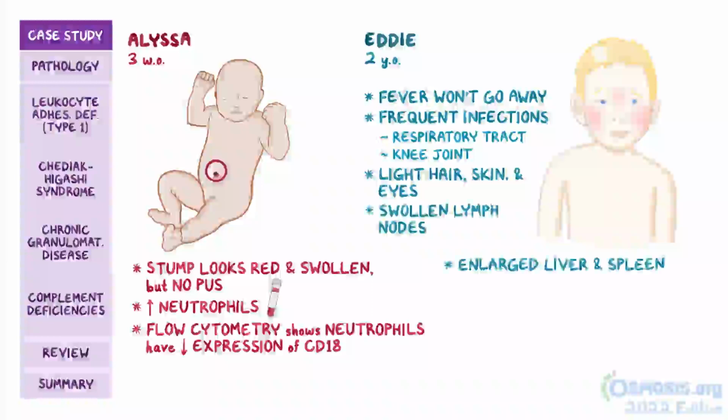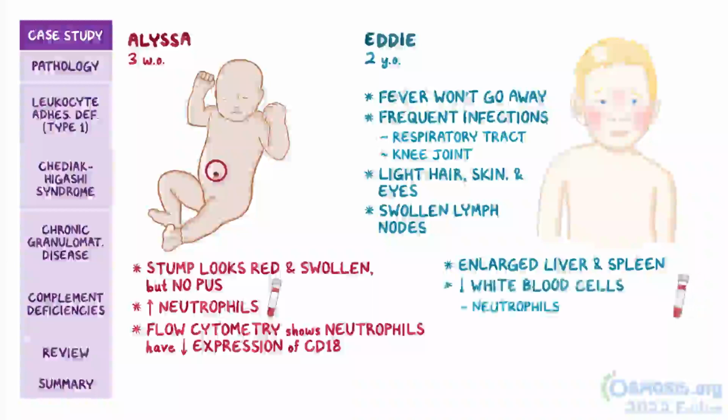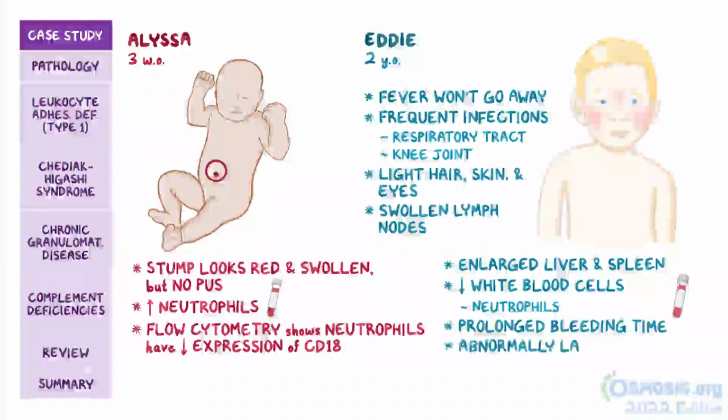So again, you run some blood tests, but now you find decreased white blood cells, especially neutrophils, and a prolonged bleeding time. Finally, you do a peripheral and bone marrow smear, which shows abnormally large granules within the white blood cells and platelets.